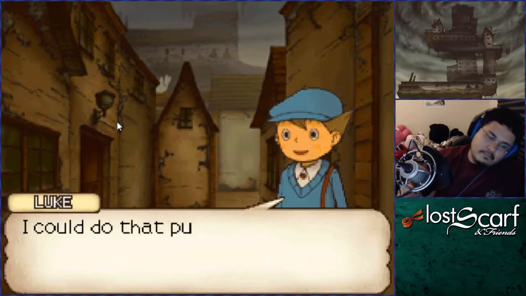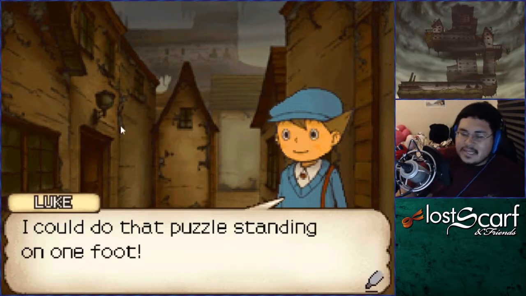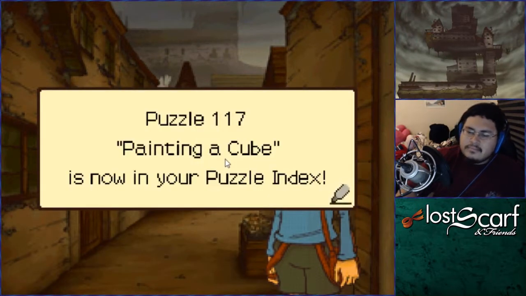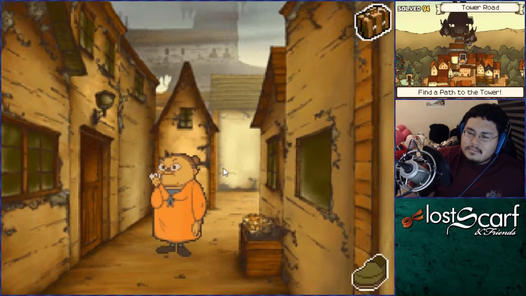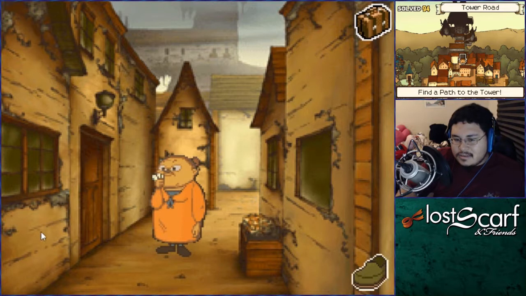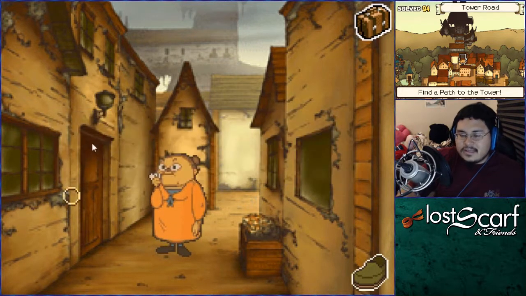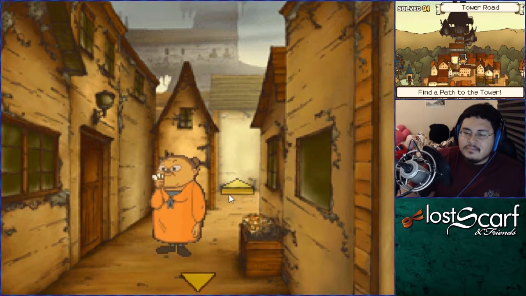There it is. I could do that puzzle standing on one hand. Well, don't. Here. Doja smells something here. Our dog is wrong. There's nothing here. Oh, we found it. Okay, here we go. Moving on.